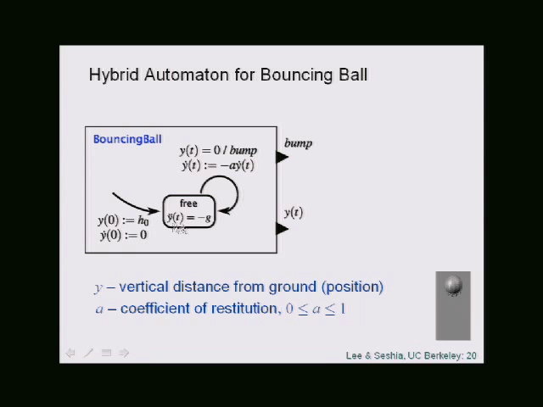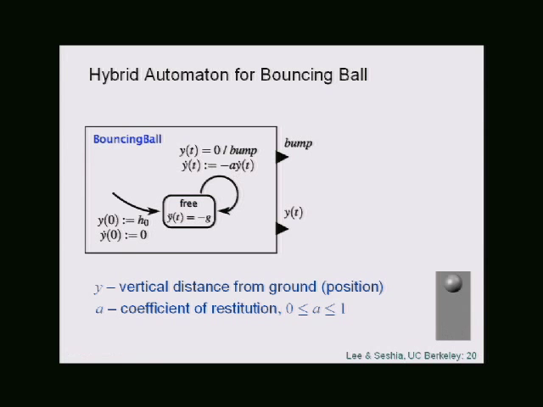Okay? So this transition corresponds to hitting the ground. What happens when the ball hits the ground? It happens when y of t is equal to 0, and in order to indicate this, we'll use a bump output signal. But what happens in terms of the physics is that the velocity of the ball is going to get set to minus a times the velocity that you had at the instant the ball hit the ground. Here a is called the coefficient of restitution. This is what determines how high it's going to bounce back, with what velocity it's going to bounce back. Typically a is less than 1, because it's not a perfect surface, so it loses some velocity when it hits the surface and returns back. Okay, and so that's captured in this model.